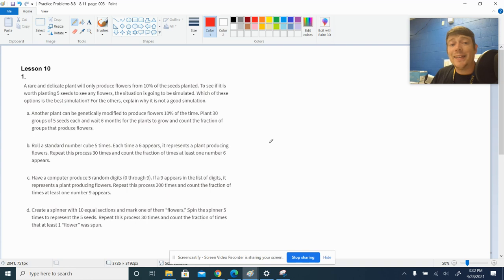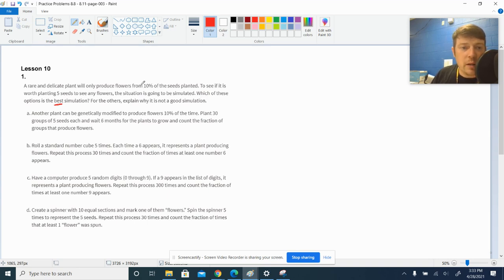A rare and delicate plant will only produce flowers from 10% of the seeds that are planted. To see if it is worth planting 5 seeds to see any flowers, the situation is going to be simulated. Which of these options is the best simulation? For the others, explain why it is not a good simulation.